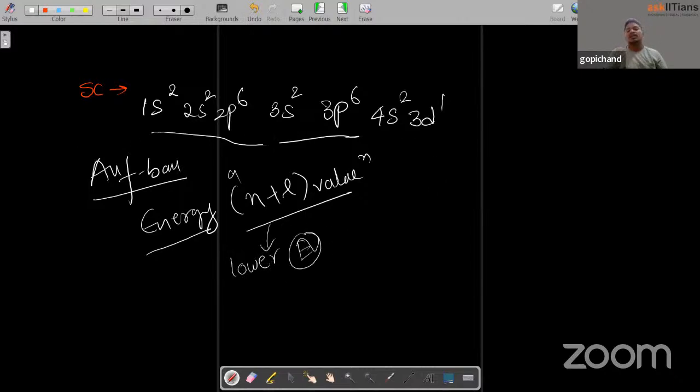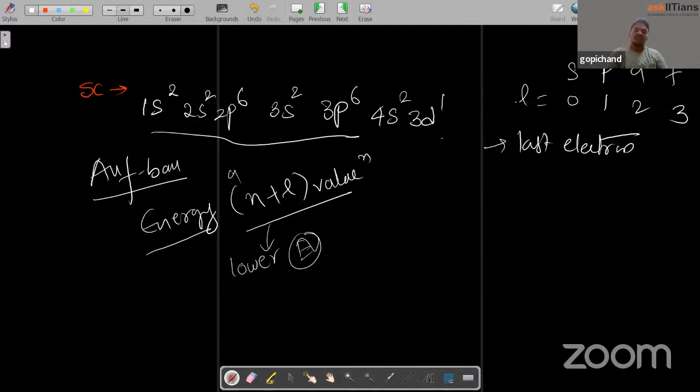So we fill the electrons in increasing order of energy, that is, n plus l value. You already know the l value for s is 0, for p is 1, for d is 2, and for f is 3. So you will have only s, p, d, f for our syllabus. So l values will be 0, 1, 2, 3. But the question is asking for the quantum numbers of the last electron. So if you can see here, where is the last electron entering?